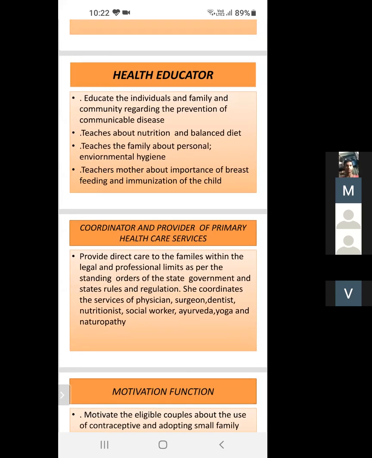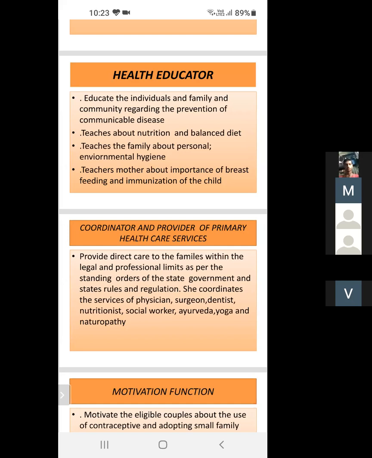Next one is the health educator. Educate the individual, family and the community regarding the prevention of communicable disease. Next, teach about nutrition and balanced diet, and teach the family about personal and environmental hygiene. And teach mothers about the importance of breastfeeding and immunization of the child. That is the health educator.